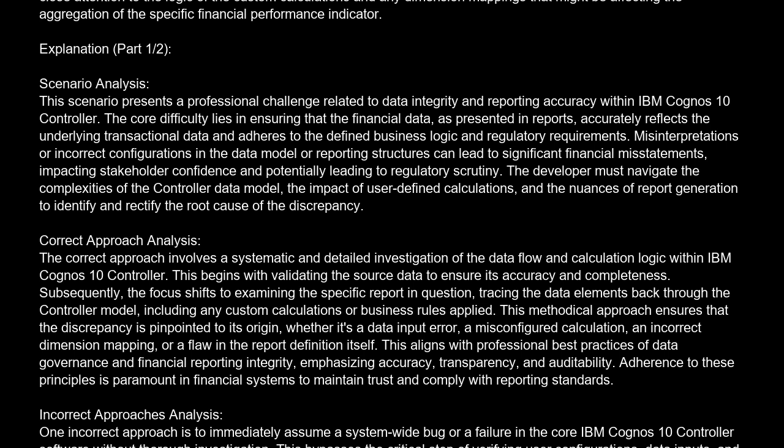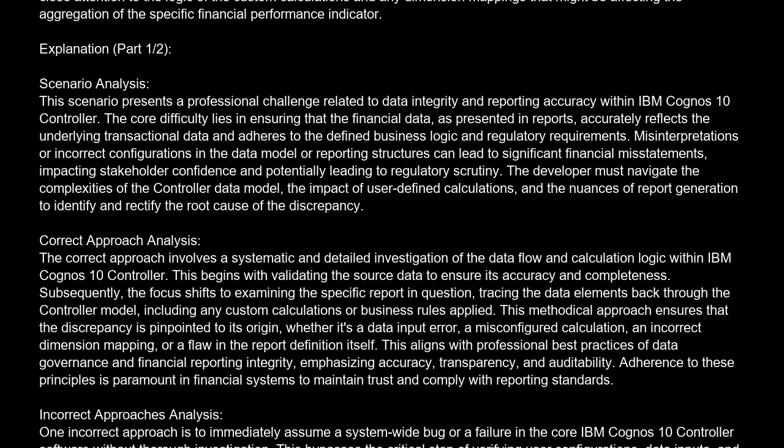This methodical approach ensures that the discrepancy is pinpointed to its origin, whether it's a data input error, a misconfigured calculation, an incorrect dimension mapping, or a flaw in the report definition itself. This aligns with professional best practices of data governance and financial reporting integrity, emphasizing accuracy, transparency, and auditability. Adherence to these principles is paramount in financial systems to maintain trust and comply with reporting standards.